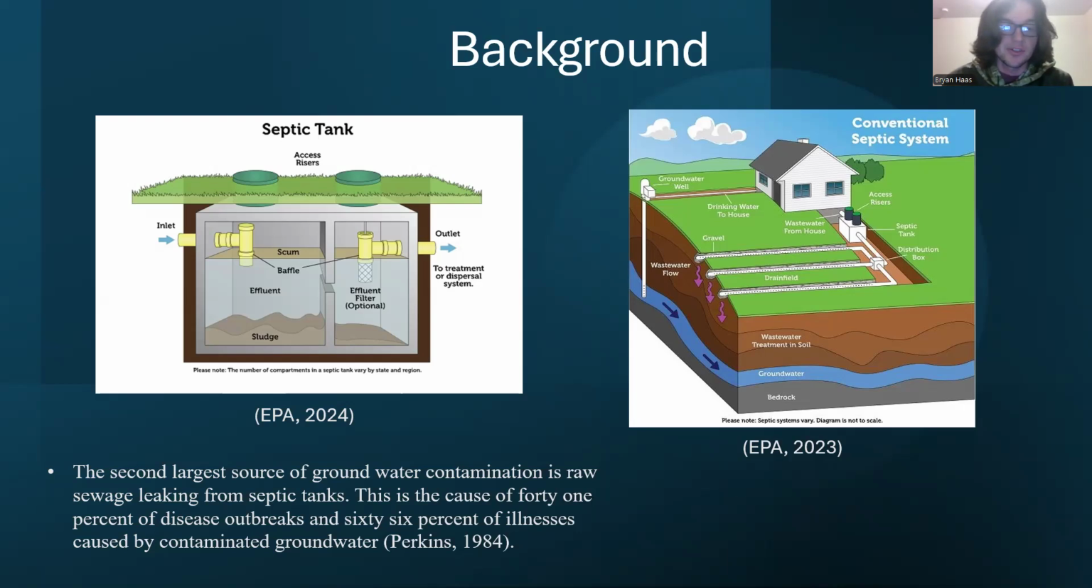The second largest source of groundwater contamination is raw sewage leakage from septic tanks. This is the cause of 41% of disease outbreaks and 66% of illnesses caused by contaminated groundwater. That is from faulty septic tanks, which are not working well.